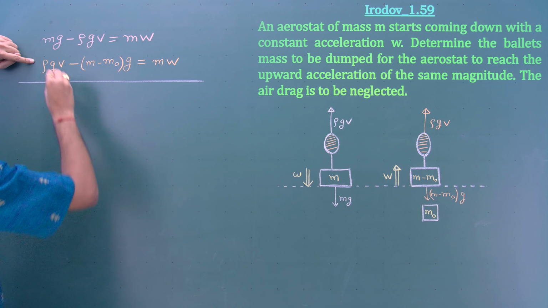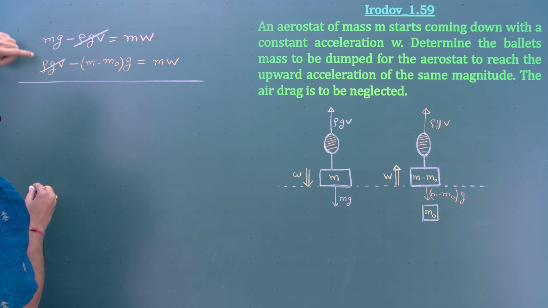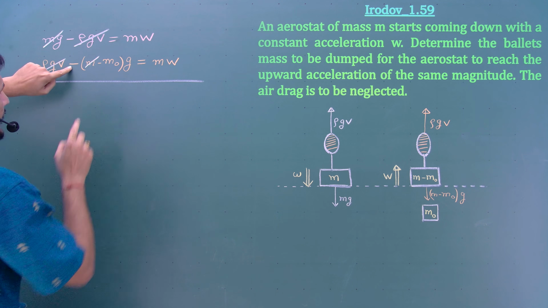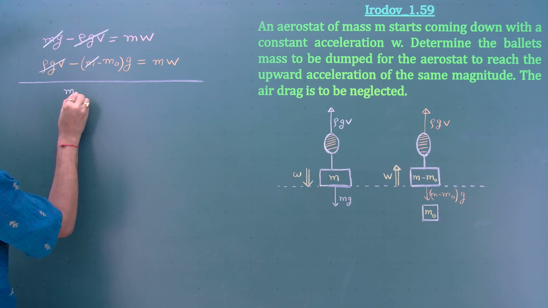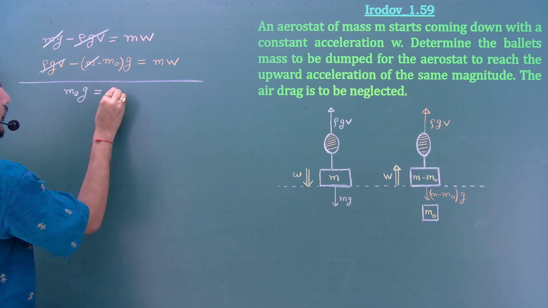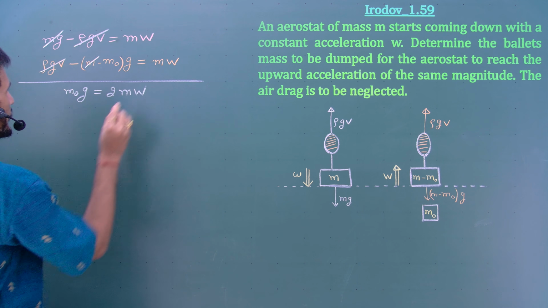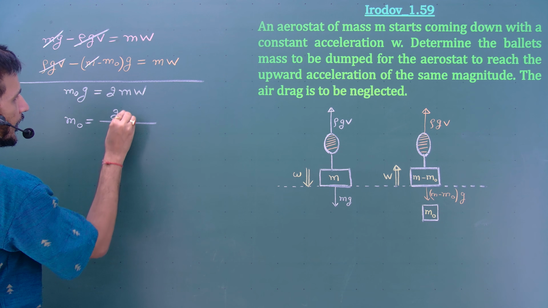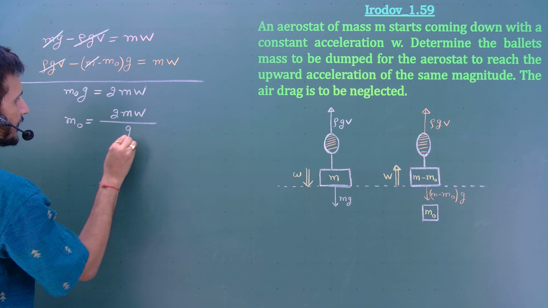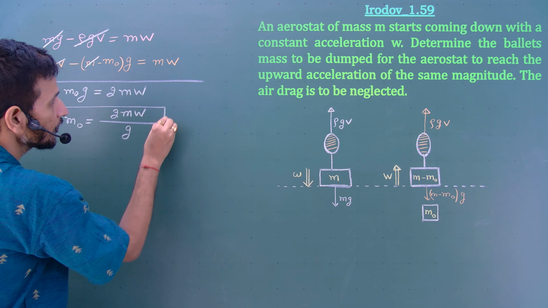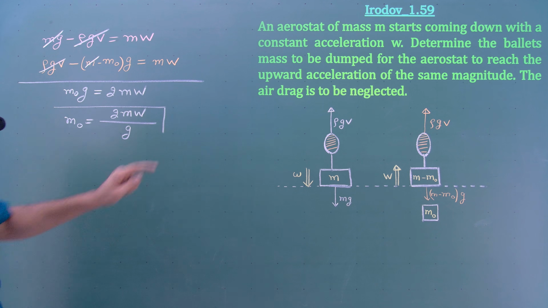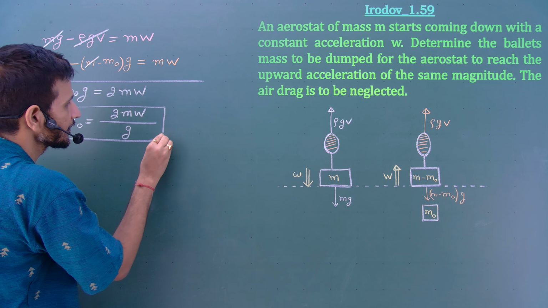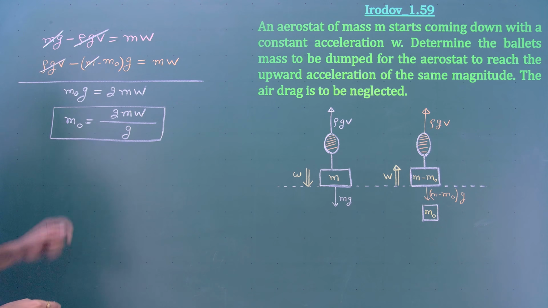Add these two equations. So this plus part is cancelled out by this minus part, and this mg part is cancelled out with this mg part, and this minus minus becomes plus. So m naught into g should be equal to 2mw. So m naught must be equal to 2mw divided by g. So this is the mass of ballast that must be dumped from the aerostat for a constant acceleration w in the upward direction. So this is the answer.